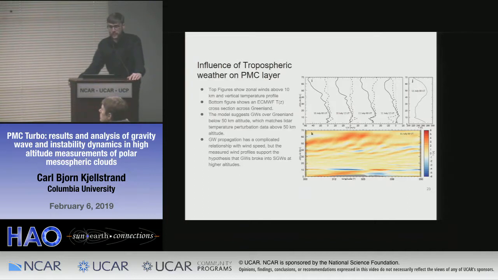We measure gravity waves above 50 kilometers using the LiDAR temperature perturbation model, so we're quite sure there are in fact gravity waves that were coming up from Greenland due to this jet stream effect. Gravity wave propagation has a complicated relationship with the mean wind, but the mean wind profiles indicate to us that it's likely that the gravity waves reached the critical region and broke into secondary gravity waves due to the background winds.